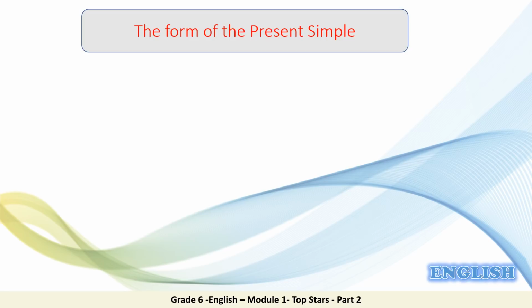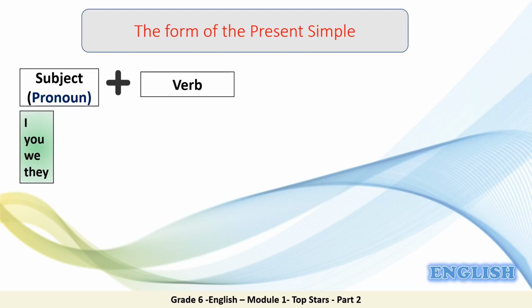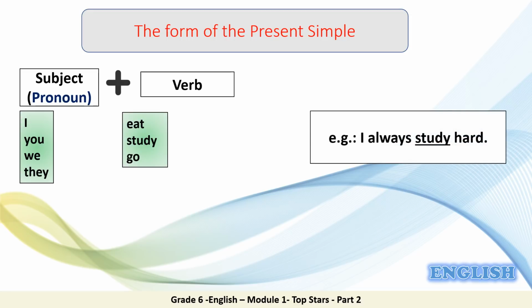We have discussed the present simple tense before, so let's make a quick recap on its form. As you all know, any sentence must have a subject, which could be a noun, like Muhammad or school, or a pronoun. A sentence must also have a verb. The subject pronouns are divided into two groups. The first group of pronouns are I, you, we, and they. And then we add the main verb without any addition in the base form. For example, I always study hard.